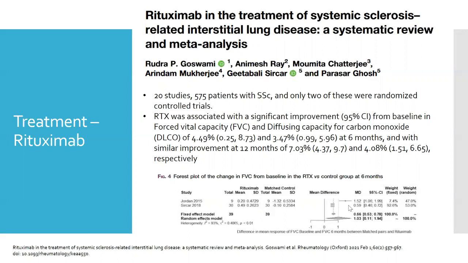It was a systematic review and meta-analysis on rituximab in scleroderma ILD patients. They included 20 studies, but only 2 of these studies were actually randomized controlled trials. And what they showed was that rituximab was associated with a significant improvement of FVC and diffusion, actually, at 6 months, and similar improvement was also seen at 12 months.